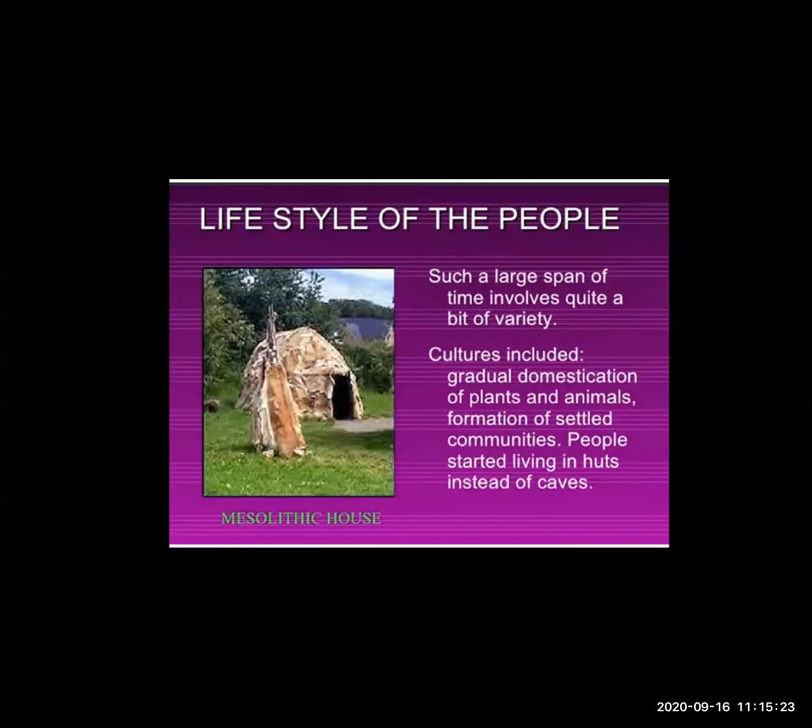Cultures include gradual domestication of plants and animals, formation of settled communities. People started living in huts instead of caves. Gradual domestication of plants and animals means they started to keep domestic animals, which was very helpful for them, which involved the farming techniques for the people of the Mesolithic age. And they also began to cultivate different types of crops, which would in return give them food, fruit, vegetables, and food grains.